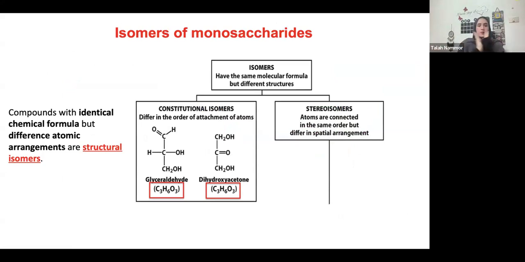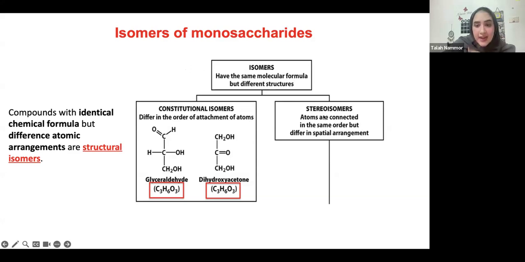Now we said isomers. What are isomers? They are two molecules that have the same identical chemical formula, but when we look at their structure, it's different. We have atomic differences that make them look like they have different structures, and these are structural isomers. Now let's go into the kinds of isomers.